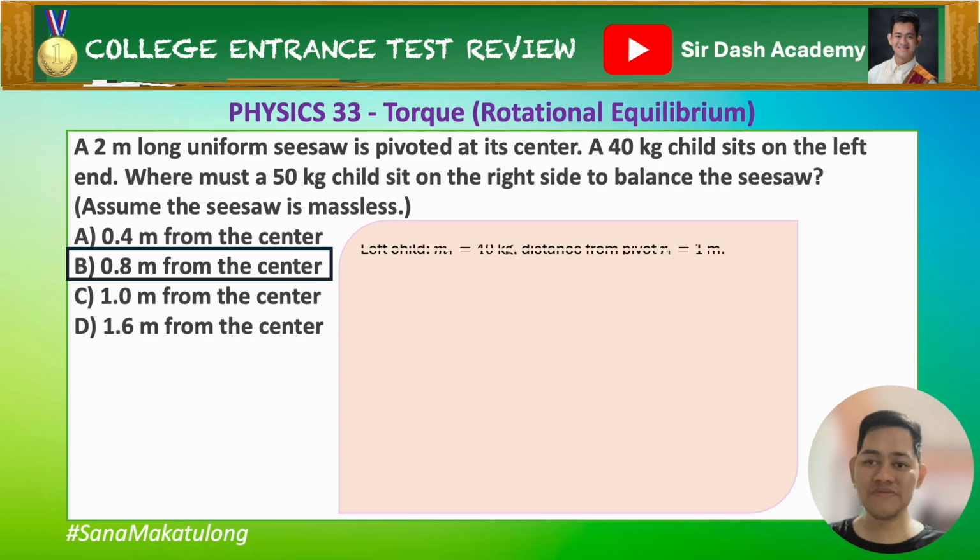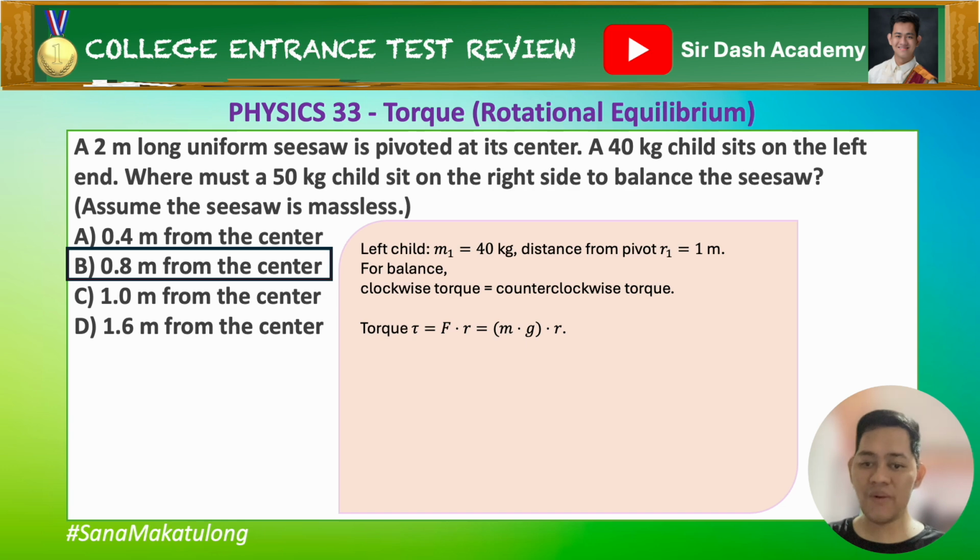Okay, we will now solve. So sa left child, sa left, meron kang mass ng child na 40 kg. Yung distance nga from the pivot, ito yung lever arm na tinatawag, ay 1 meter according to the problem. Next, para maging balance, again, yung clockwise torque must be equal sa counterclockwise torque.